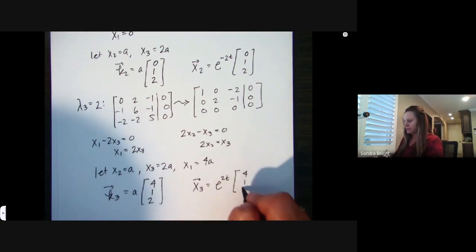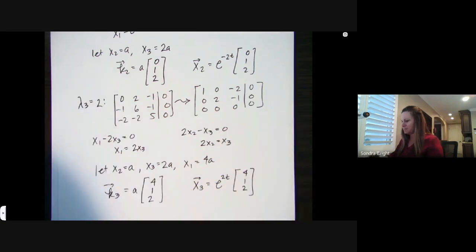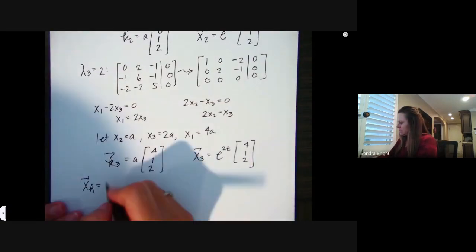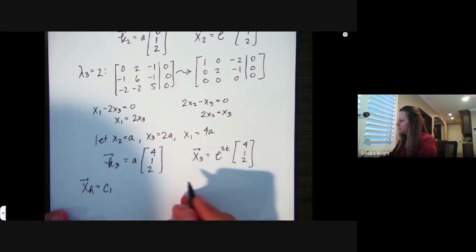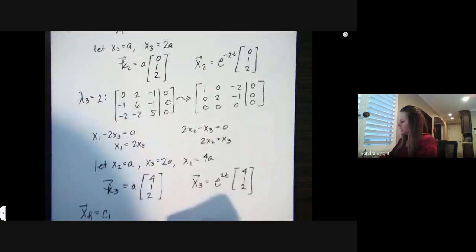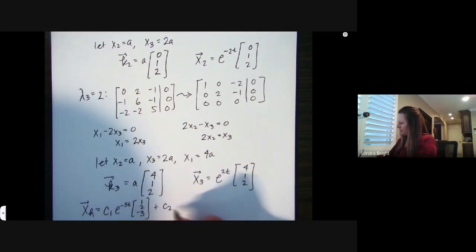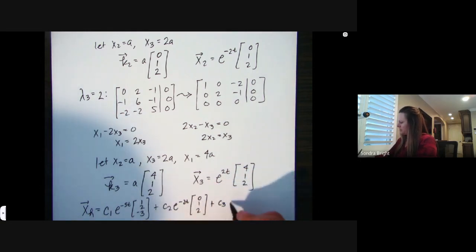All right. So what that means now is my homogeneous solution is the linear combination of these three guys. So C1 times e to the negative 5t times 1, 2, negative 3, plus C2 times e to the negative 2t times 0, 1, 2, and then plus C3 e to the 2t times 4, 1, 2.